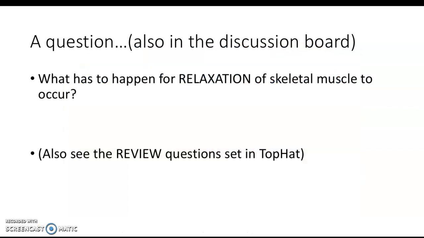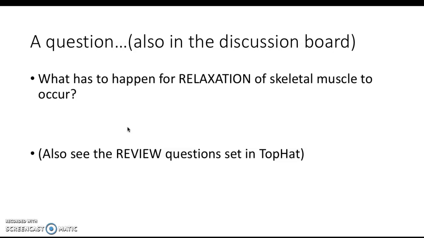All right. So now I've got a question for you. I've posted this on the discussion board already. Since we've talked about what needs to happen for contraction of skeletal muscle to occur, what has to happen for relaxation of a skeletal muscle to occur? So after we've had contraction, how can we get that muscle to relax, right? And additionally, I've also set some questions for you in TopPad. They're in review mode so that you can access them at any time, all right?